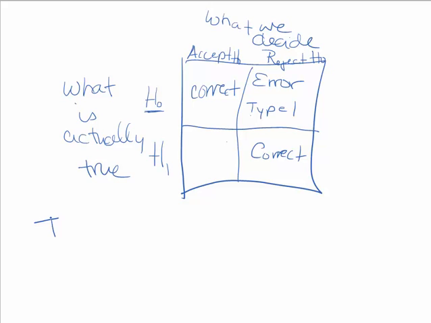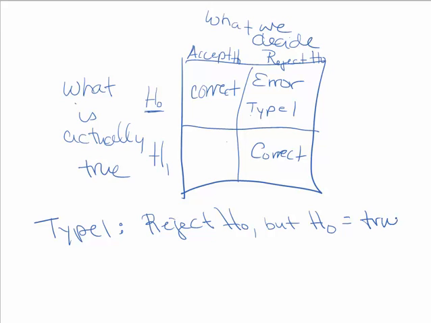So let me write that out. Type 1: you reject the null, but the null is actually true. Our other case of error occurs when we accept the null hypothesis, but it turns out that the alternative hypothesis is correct. We call that a type 2 error.